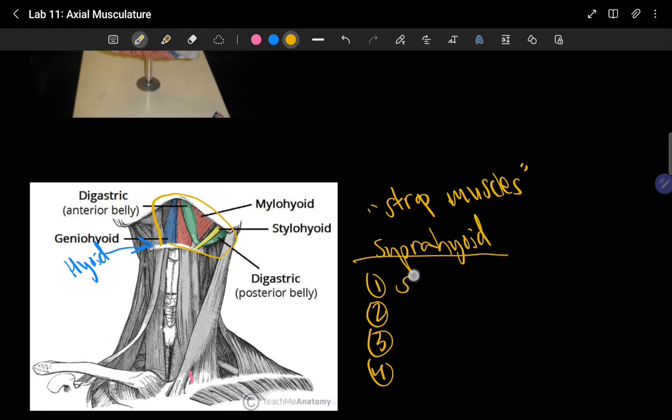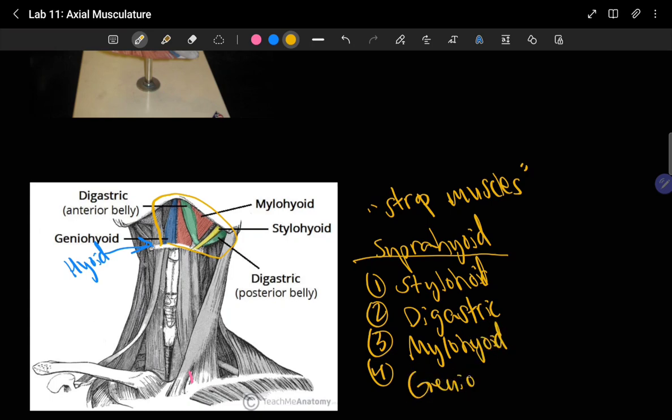So we have stylohyoid, digastric, mylohyoid, and geniohyoid. Right away, one of the patterns we can see here is hyoid. This tells us all of these, including the digastric, are attaching to our hyoid.